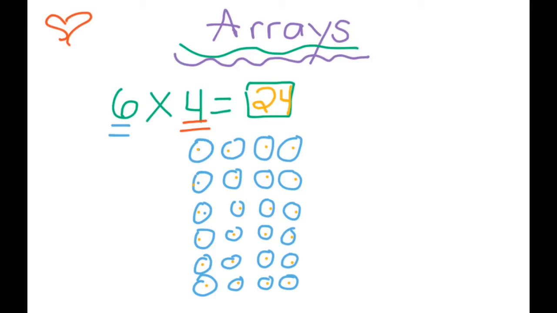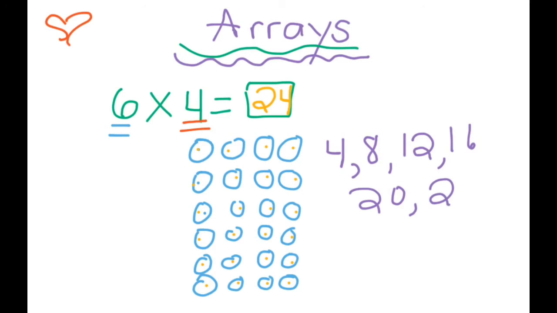Now, if we wanted to skip count, we would simply say 4, 8, 12, 16, 20, and then 24. And once again, the answer is 24.